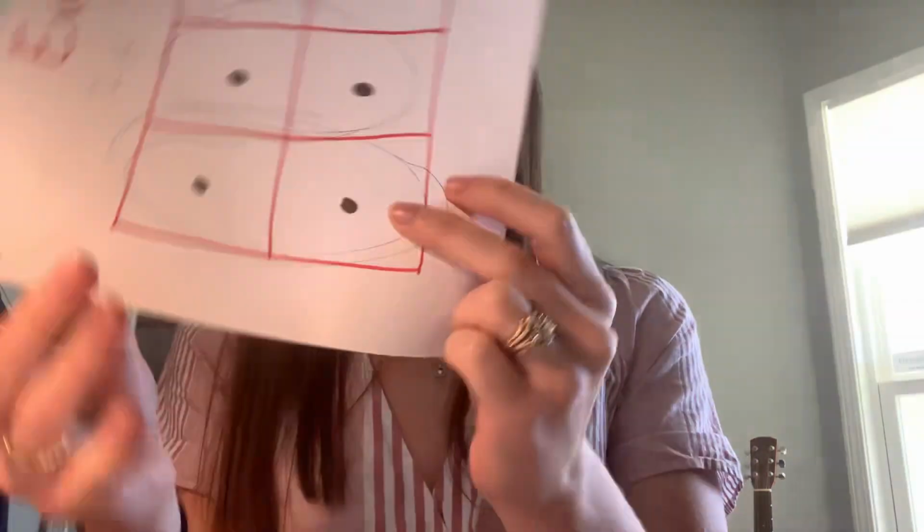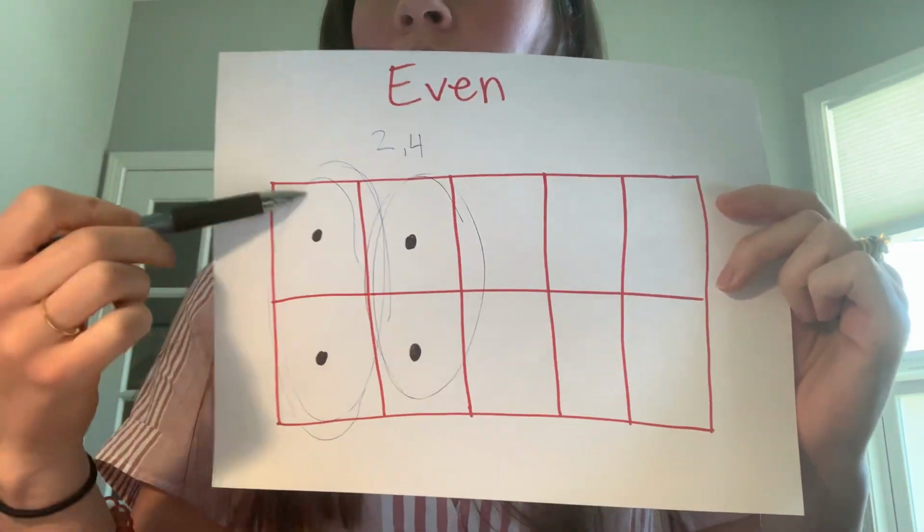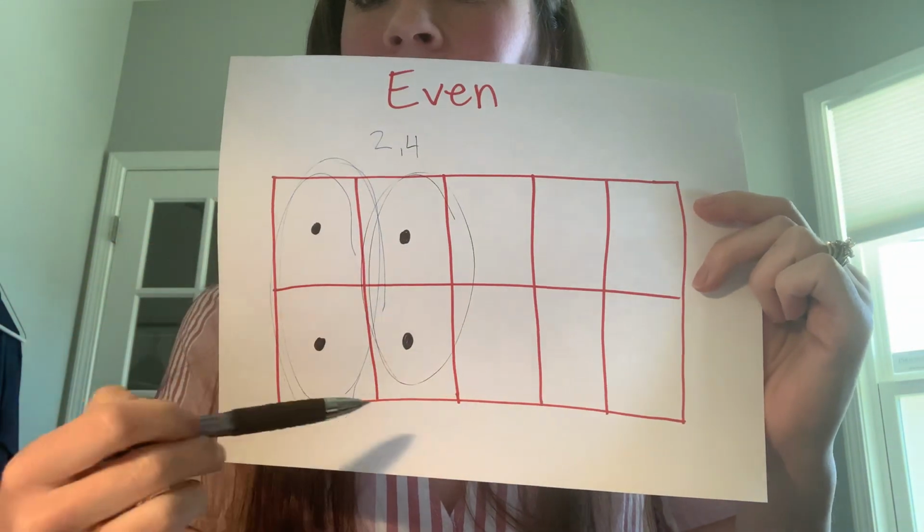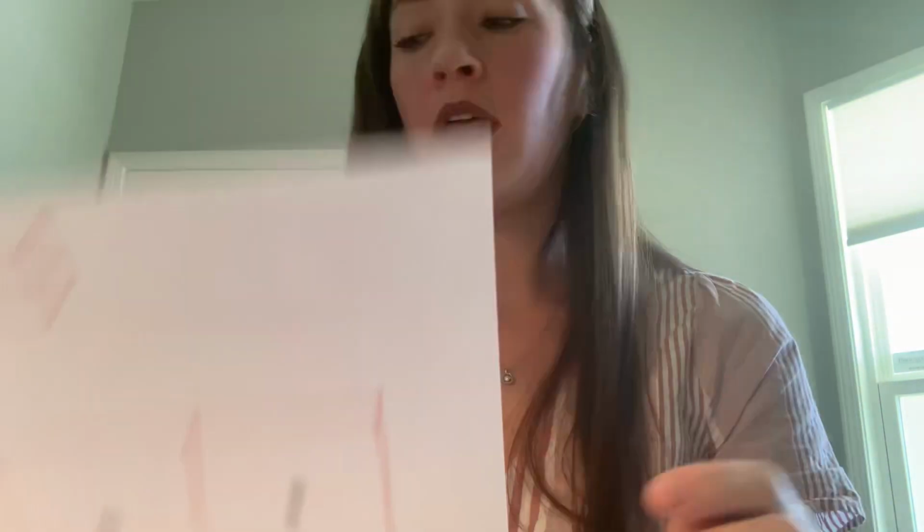So I want you to circle the pair. 4 is also an even number. You can see because we have a buddy here and we have a buddy here. All right. And then we would do the same thing for 6 and for 8 and for 10, which would mean that all of our dots are filled into our grid. So we would do that together as a group.